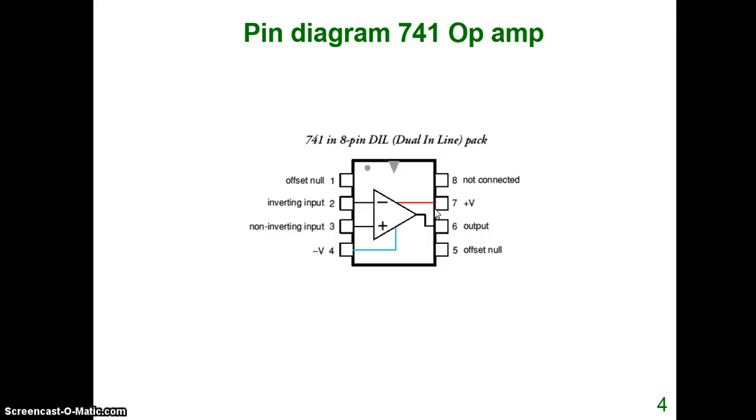Normally we will connect only these many pins. Pin number 2 and 3 for input, 4 and 7 for power supply, and 6 is the output. Pin number 8 is not connected. Pin number 5 and pin number 1 are called offset null. That also we will normally not connect. And regarding offset voltage and offset current, at the end of this unit we will be discussing those things. So that is the pin diagram details of an operational amplifier.